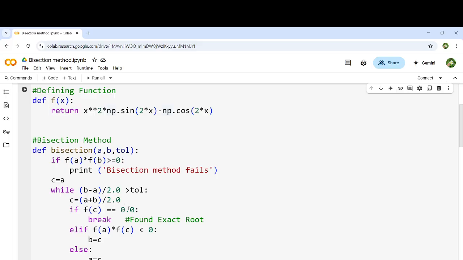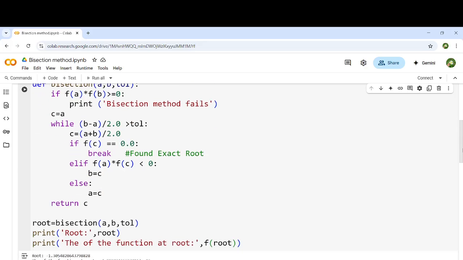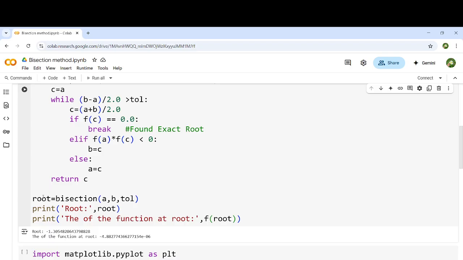Okay, then I have taken c equals a, where c is a plus b divided by 2. Here I have created a while loop. This loop says that while b minus a divided by 2 is greater than the tolerance, we take c equals a plus b divided by 2. If f of c equals 0, then break this loop, which means we found the exact root. If f of a times f of c is less than 0, then we take b equals c, else, when this condition is not true, a equals c, and return c. In this way we get the root of the function.